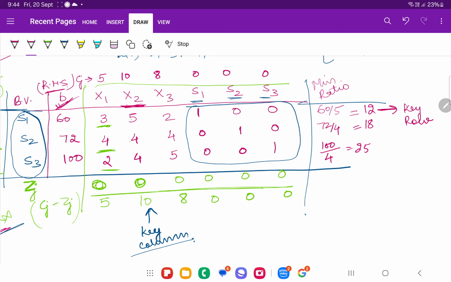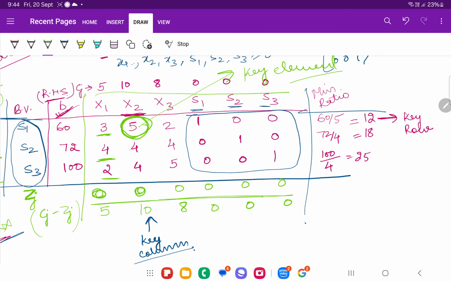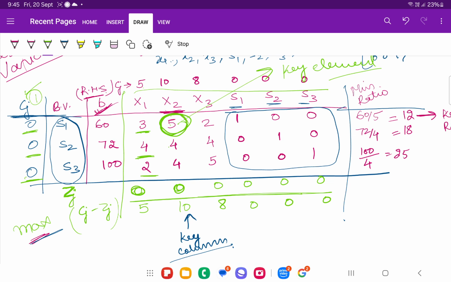Alright. Now the intersection of the key row and key column in the table, this is 5. This is going to be your key element. Now another thing which you people have to note here is that the variable of key row, that is S1, is going to leave the table. And the variable of key column x2 is going to come in the place of S1. I repeat that the variable of key column will enter the table and the variable of key row is going to leave the table.